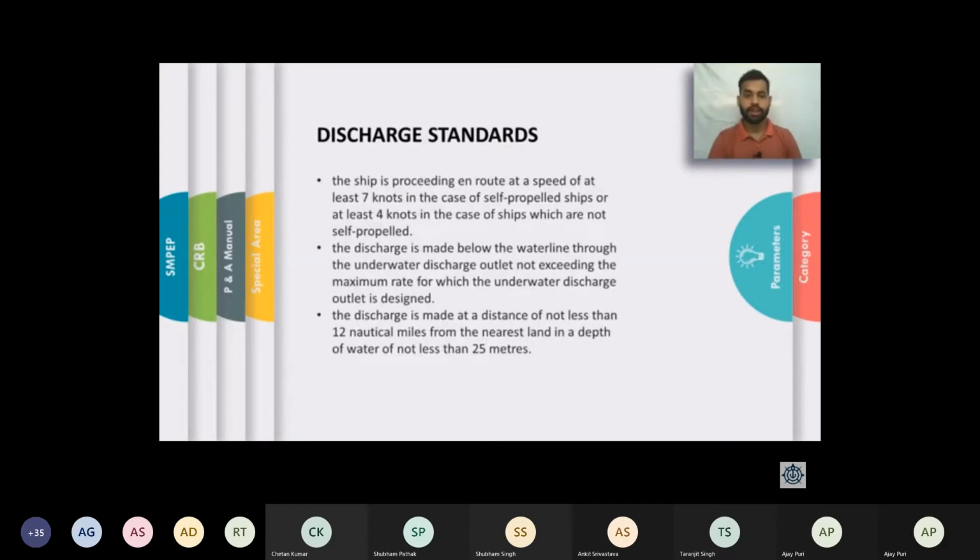The first is that the ship should be proceeding en route, and the speed of the vessel, if self-propelled, should be a minimum of 7 knots, and if it is not self-propelled, it should be a minimum of 4 knots. The discharge of these substances should be made below the waterline through the underwater discharge outlet, not exceeding the maximum rate for which it is designed. The discharge should be made at a distance of 12 nautical miles or more from the nearest land, and the depth of water should not be less than 25 meters in any case.